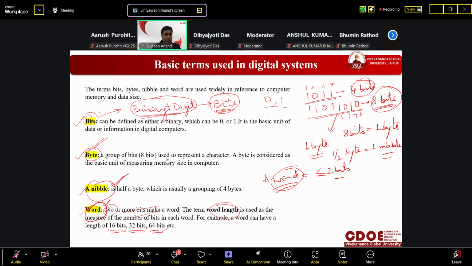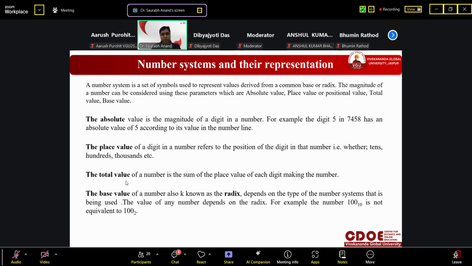So you should remember these two at least, bits and bytes. A bit is 0 and 1, a byte is 8 bits, right? Any doubt to anyone? Understood the units? Okay, Manoj. Thank you.